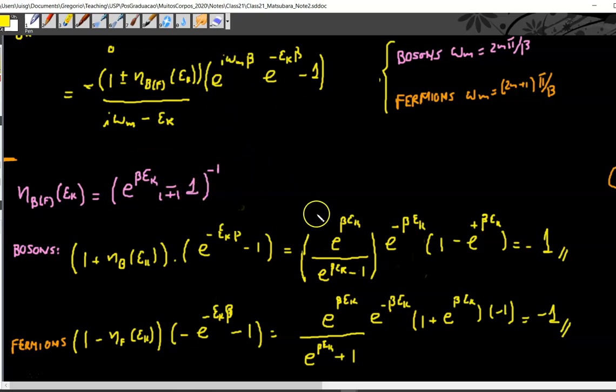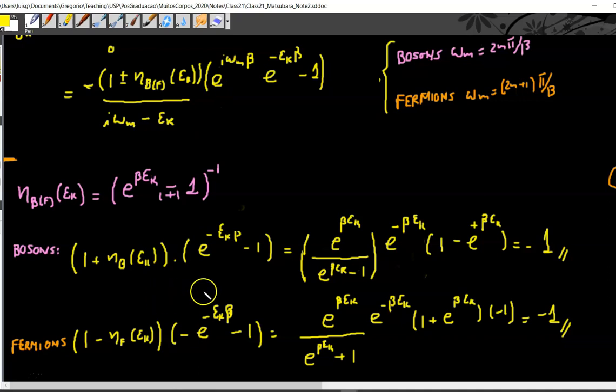So for bosons, what do I get? I would get this to be 2m pi, so this would be 1. I'll have e to the minus epsilon k beta, minus 1, and I have 1 plus n for bosons. So if I do a real quick calculation using this expression, I come to the conclusion that the whole thing in the numerator here, apart from this minus sign, is minus 1. When I include this minus sign, I get plus 1. All right, so for bosons, the free propagator is 1 over i omega m minus epsilon k. And you can easily convince yourself of that.